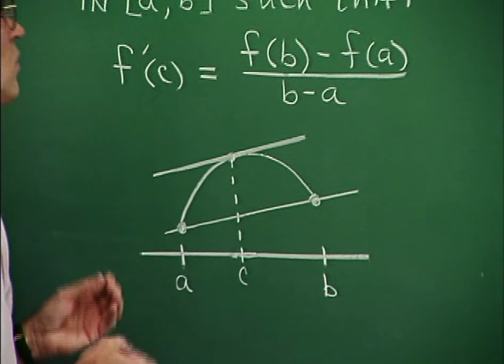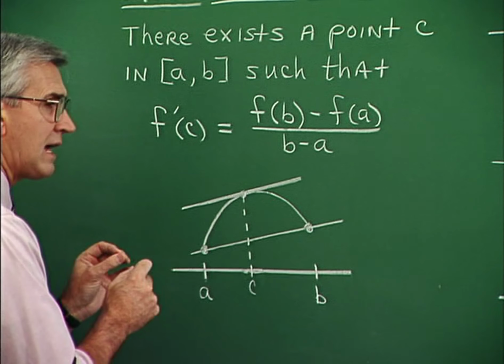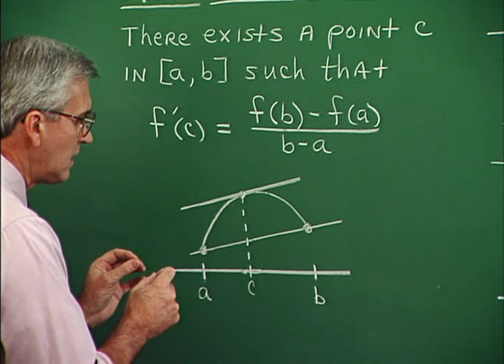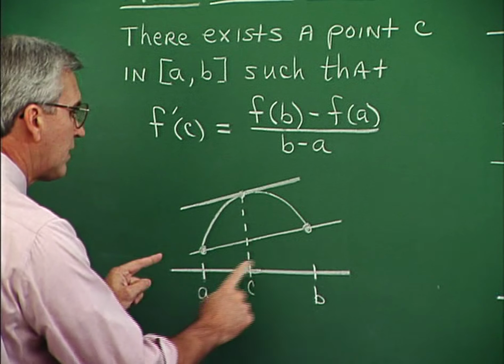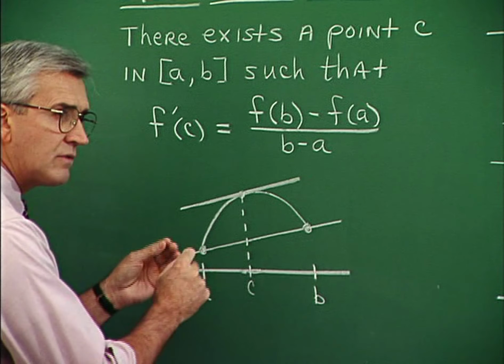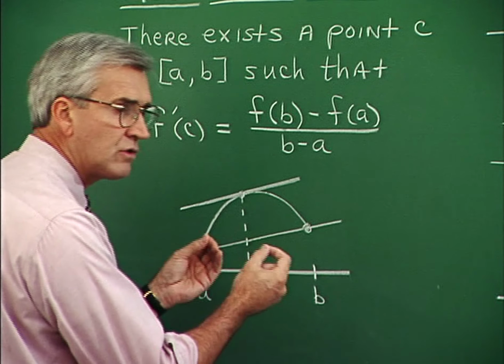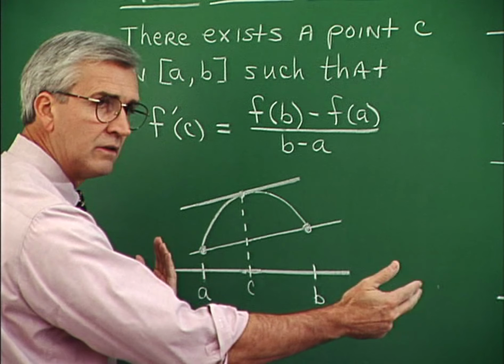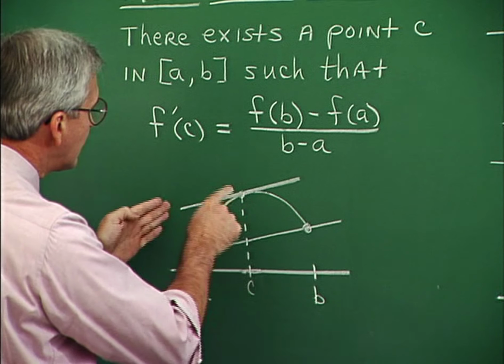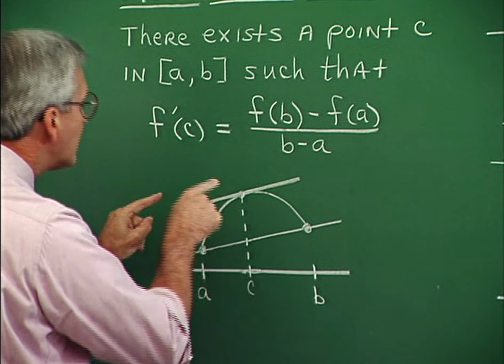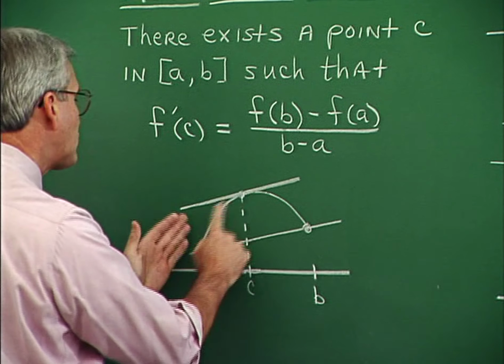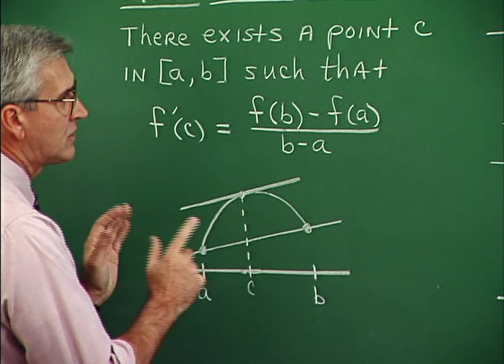Well, perhaps a more informal way to say that is that there is a point within an interval that gives the average rate of change for the entire interval. You see, and that's all this is. It is a rate of change at a point, and this is the average rate of change for the entire interval. That's all there is to that.